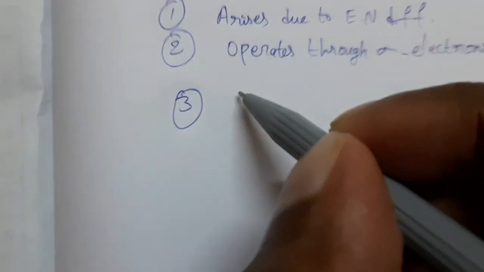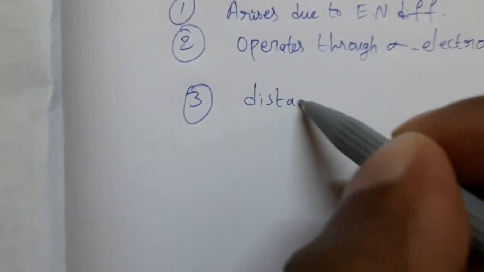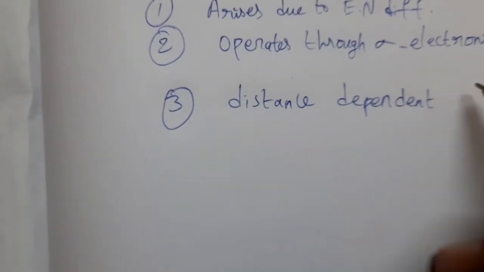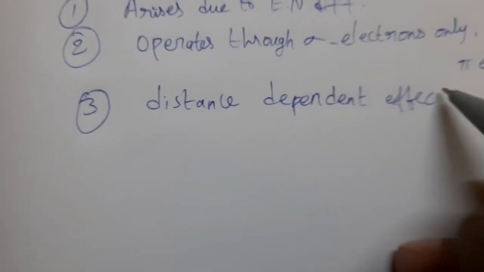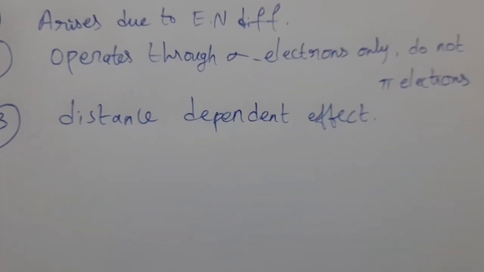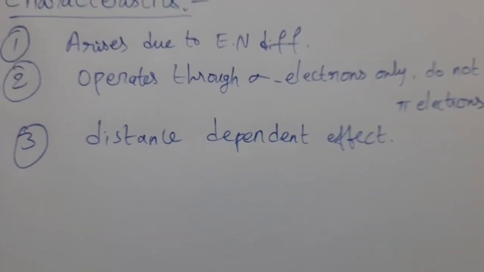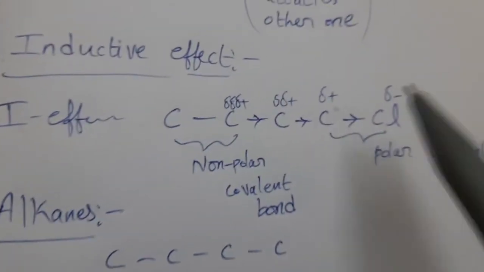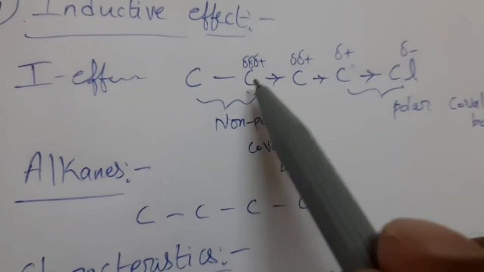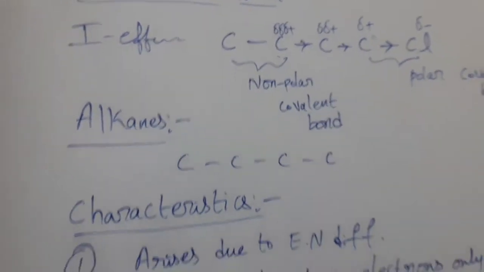Next one is it is distance dependent effect. That means after 3 carbon atoms, this effect vanishes. After 3 carbon atoms, this effect disappears. Up to 3 carbon atoms only, we can observe this effect in the given compound.